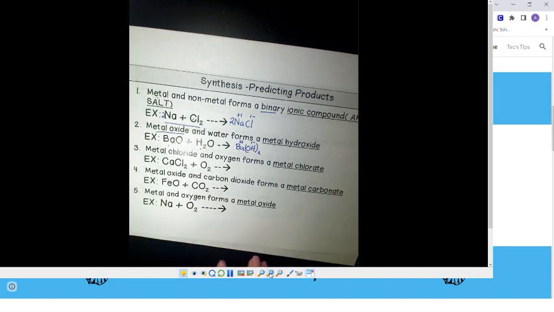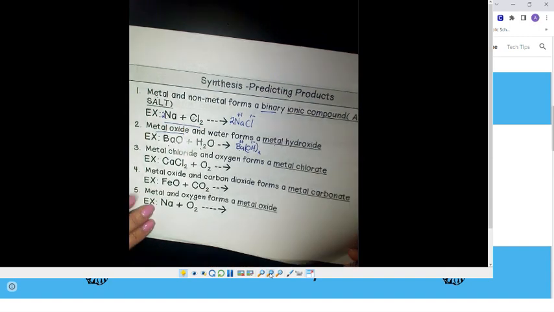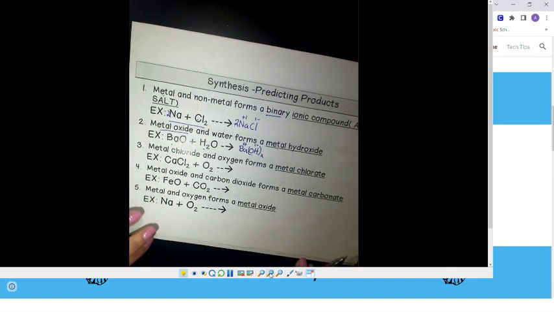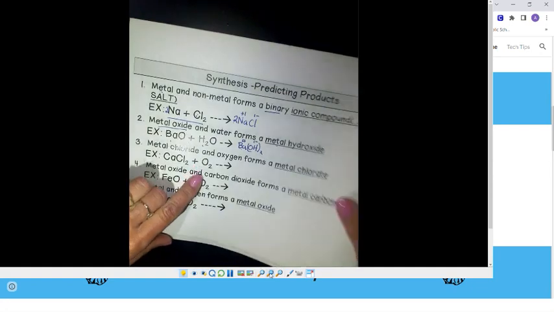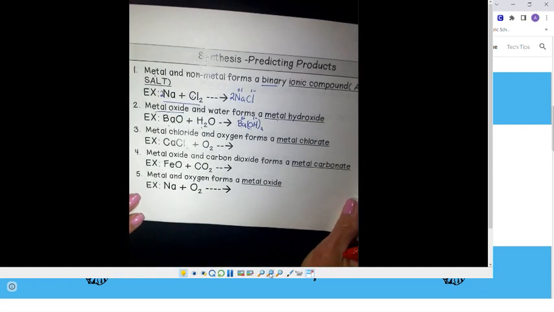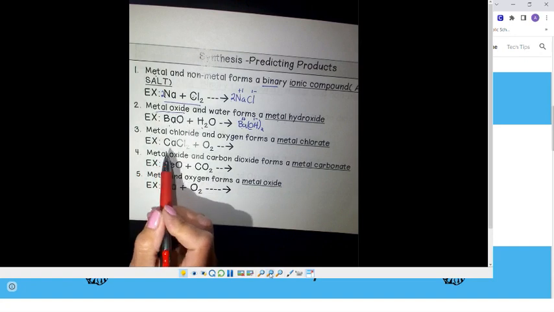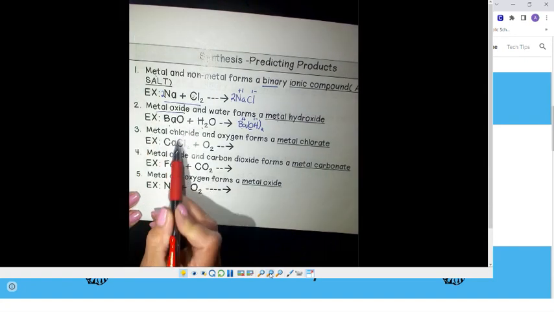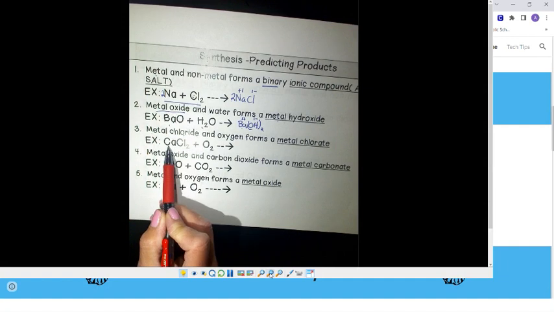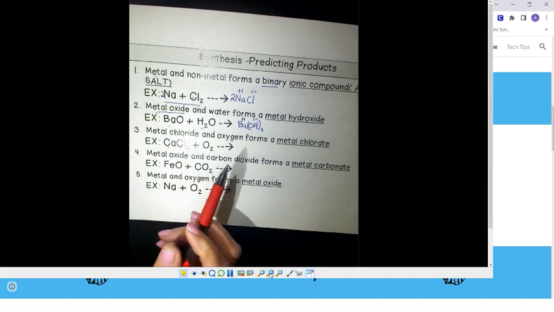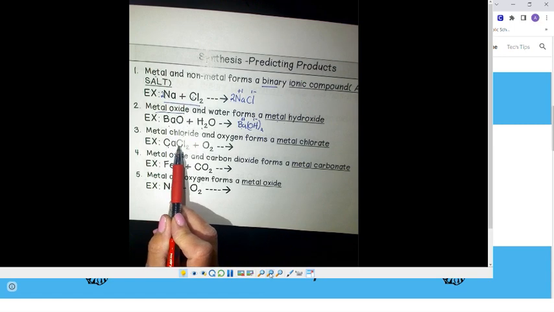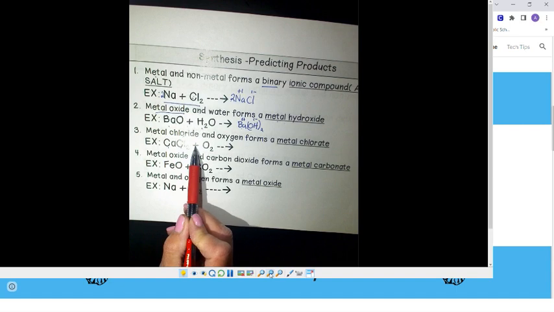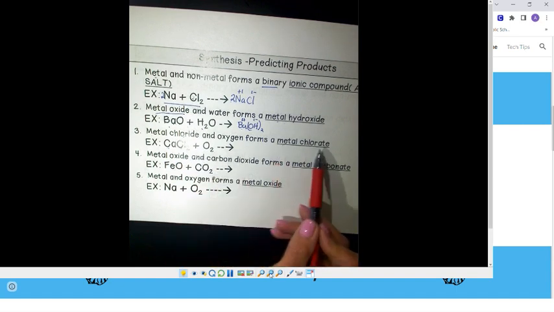Okay? So our next synthesis reaction, and again, these are all synthesis reactions, so every single product will just be one single thing. So our next one is a metal chloride. On our left-hand side, if we have a metal chloride, that's any metal combined with chlorine, that's considered a metal chloride. When it combines with oxygen, it will always form a metal chlorate.